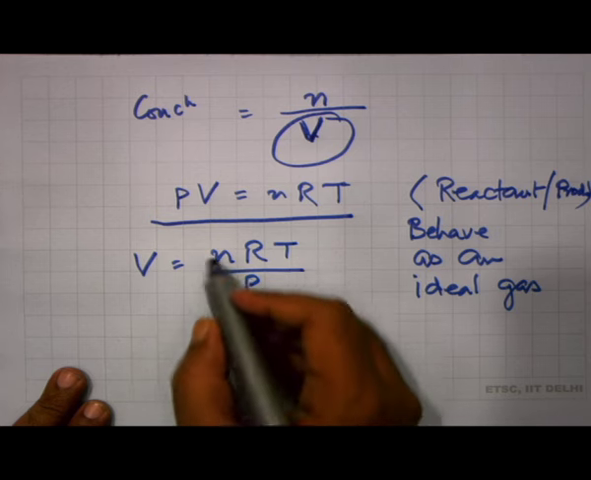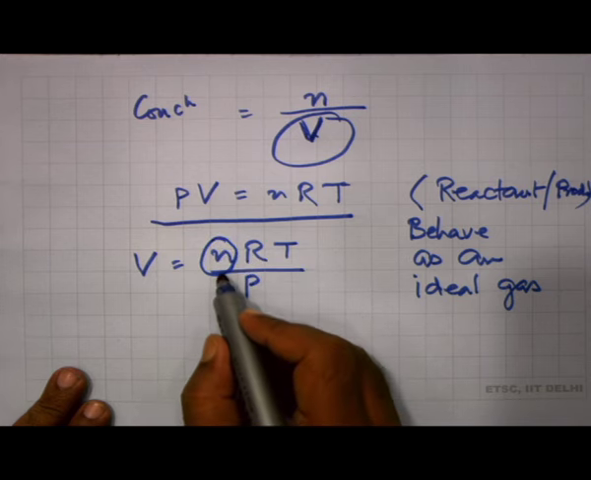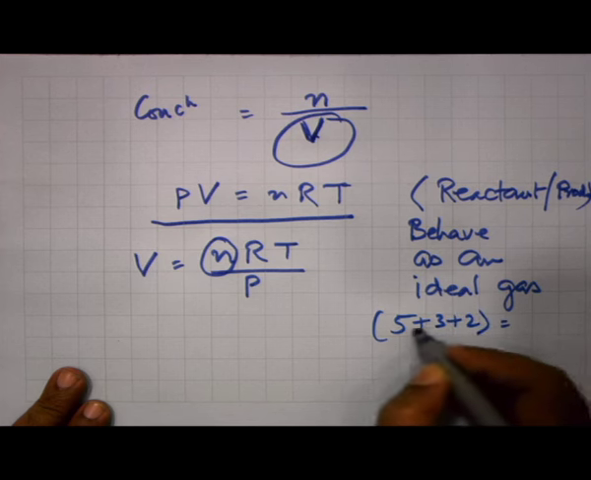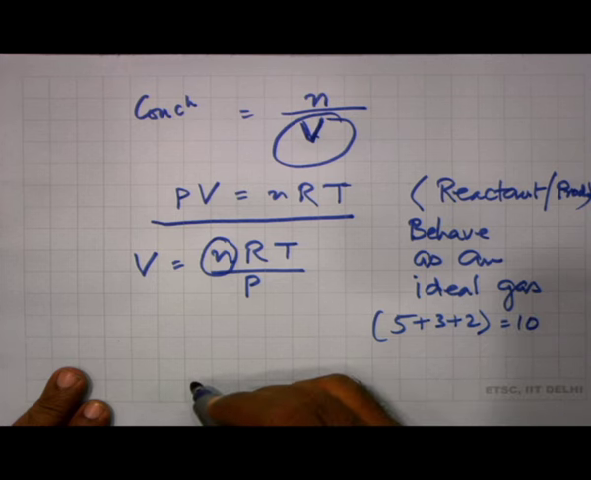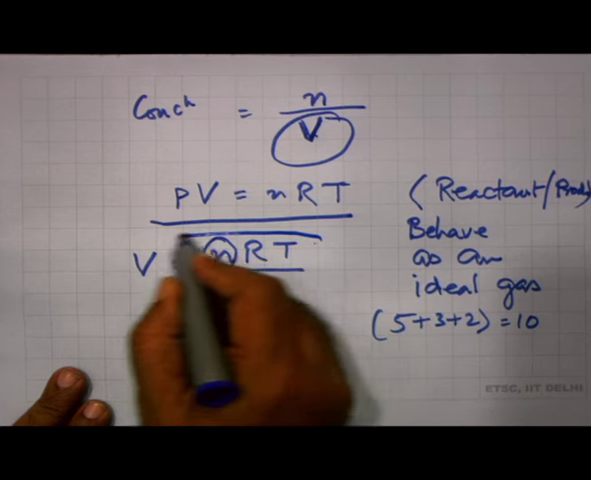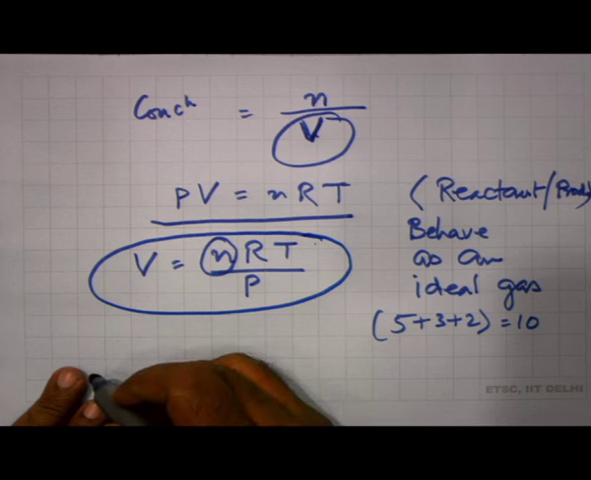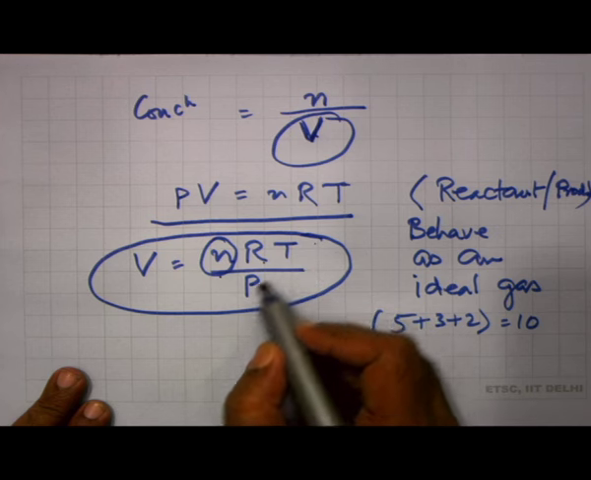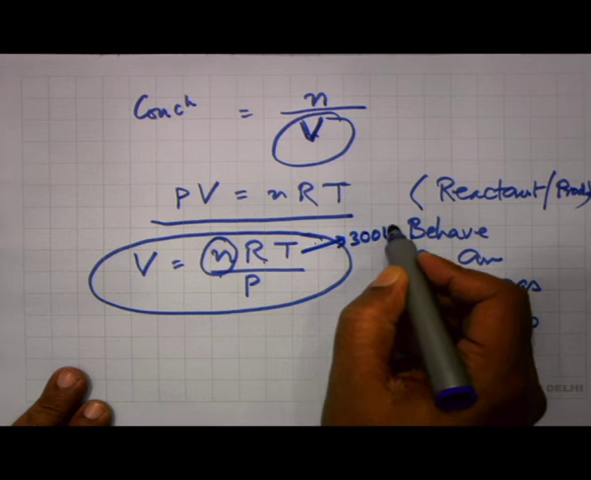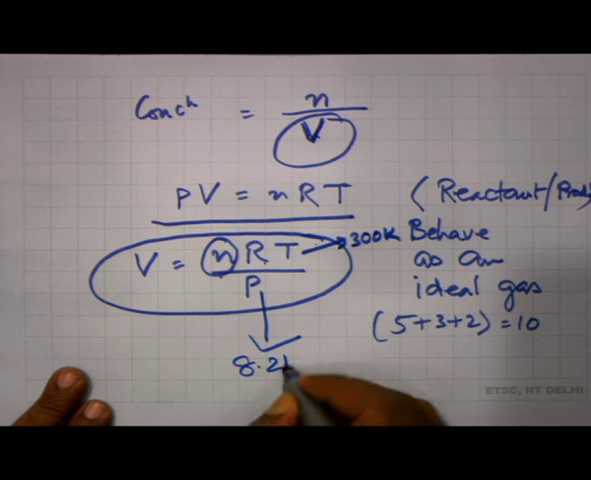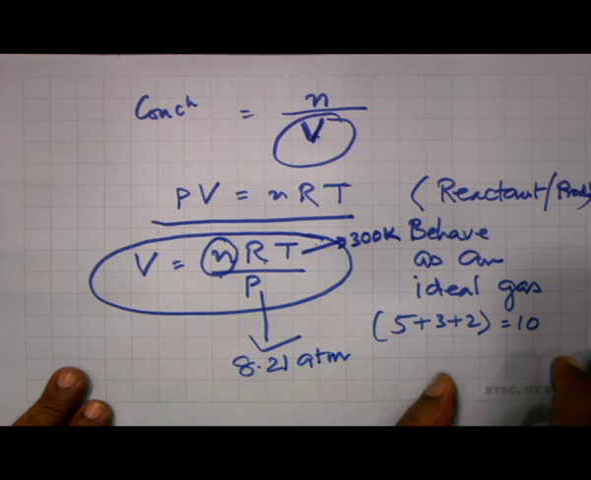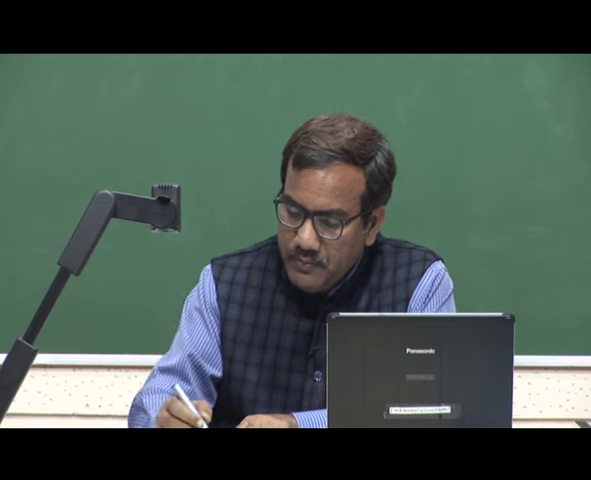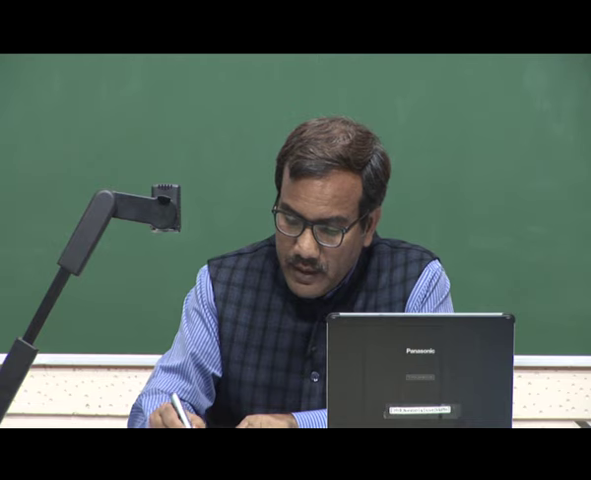Okay. So, nRT by P, we know n is the total number of moles of gases, which in this case is 5 plus 3 plus 2, is equal to 8 plus 2, 10. Now, we can calculate the volume because we know R is the gas constant, n is 10, temperature is given as 300 K, and pressure is given as 8.21 atmosphere. So, it is quite simple to calculate the volume. Once you know the volume, we can simply calculate the concentration of A2.